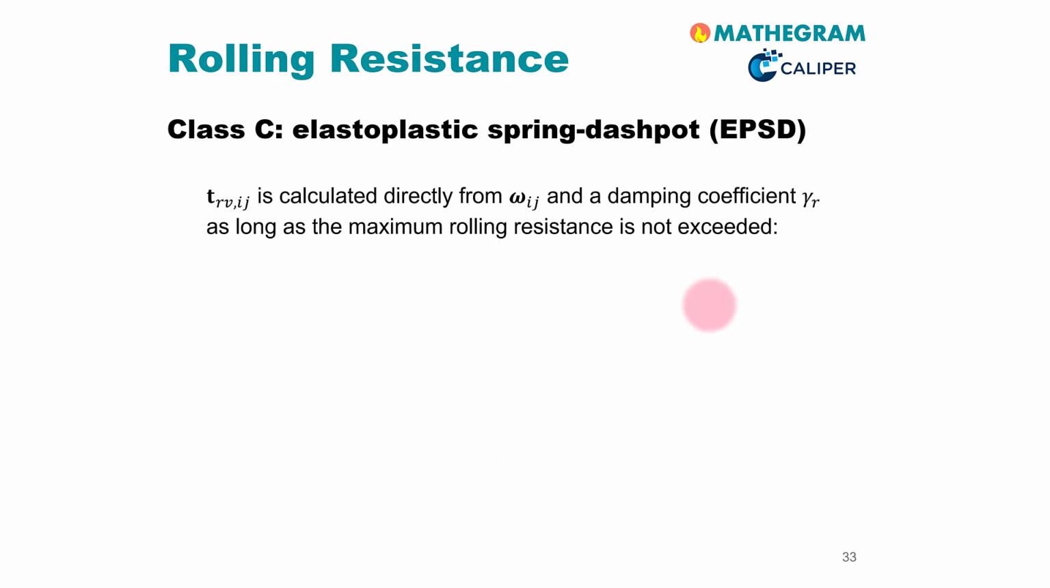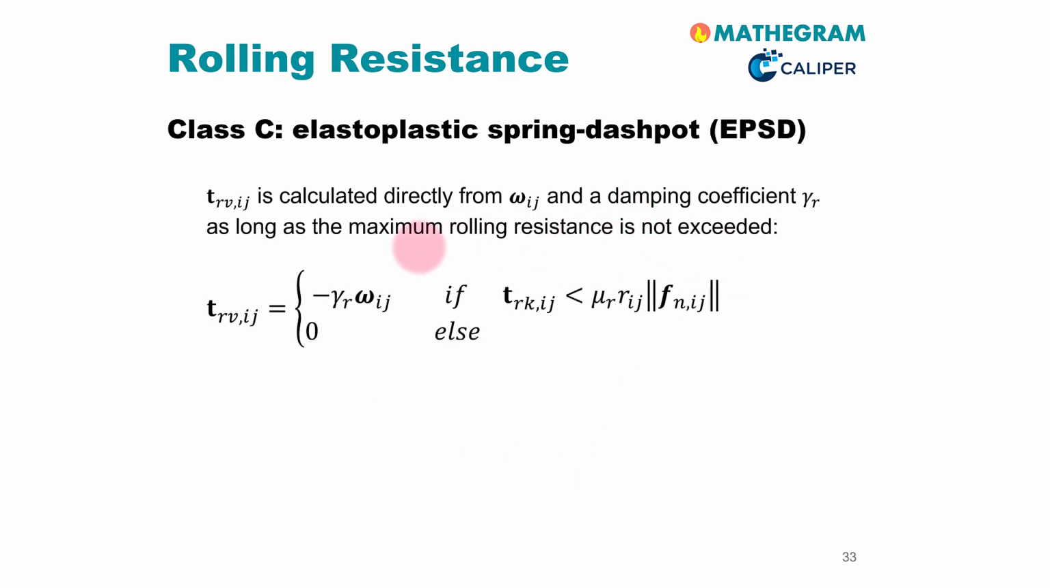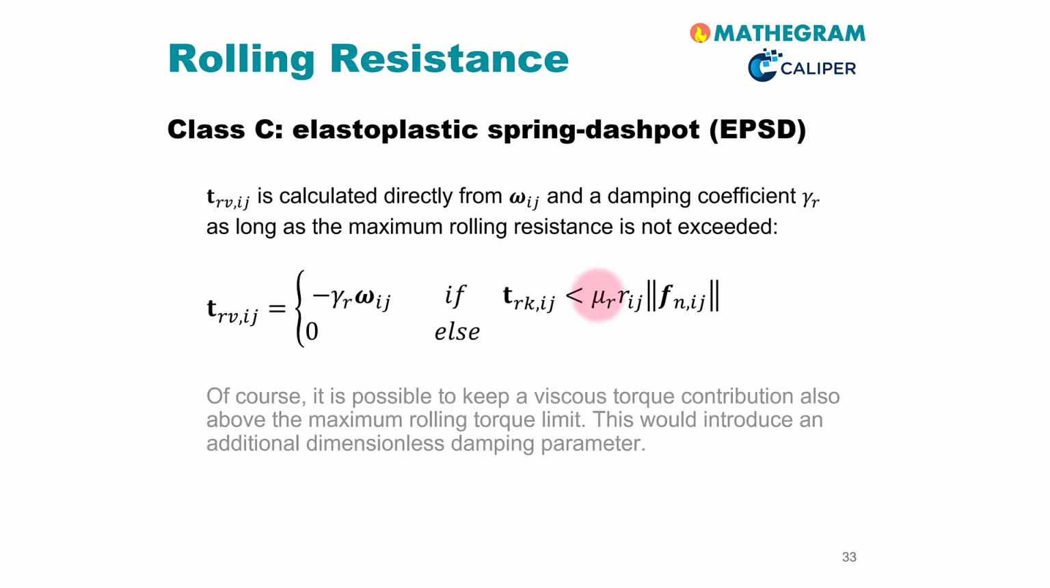For the viscous component, we do it simply opposing the relative angular velocity, omega ij here. This is nothing surprising, we just apply an additional damping here. Of course, one could keep that also in the case when we exceed the critical maximum torque. However, this is rarely done. With this, I would like to close.